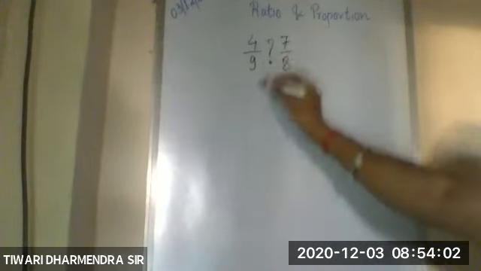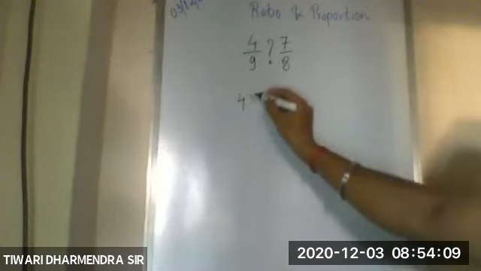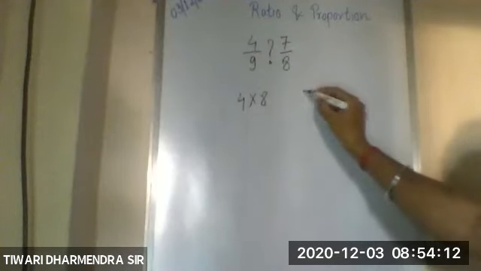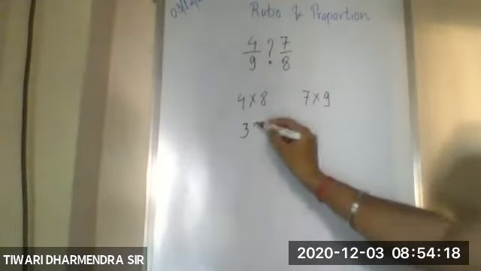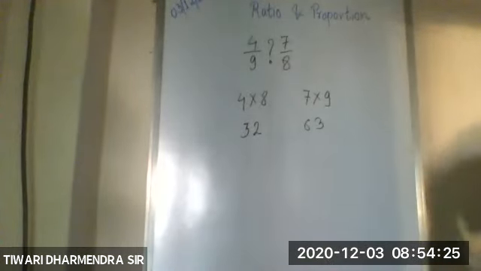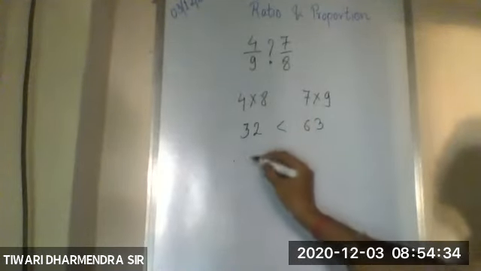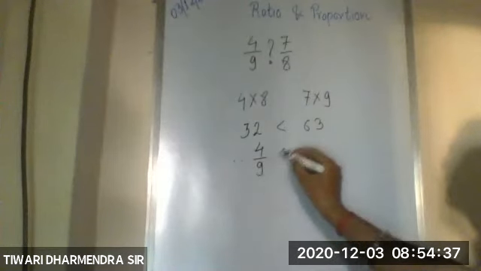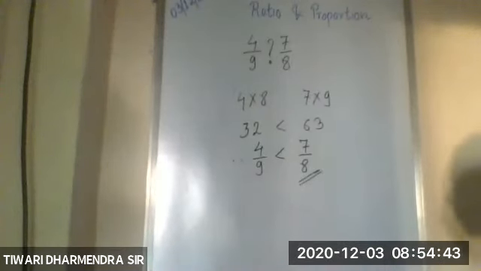That is, take 8 to that side and 9 to the other, multiply 8 with 4 and 9 with 7. So 4 into 8 and 7 into 9. From here, 8 fours are 32, 7 nines are 63. So we can see that it is a very obvious case that 63 is greater than 32. Therefore, from here we conclude 4 by 9 is less than 7 by 8. Hope you have understood this problem.